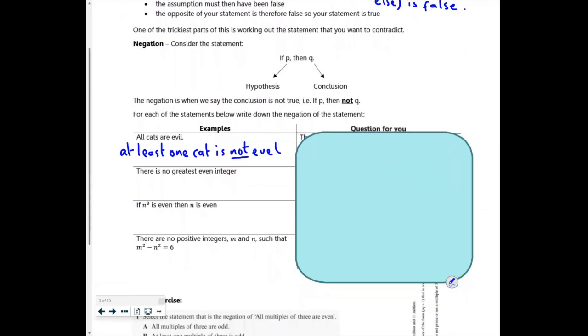There is no greatest even integer. So the negation is: there is a greatest even integer. Why not?